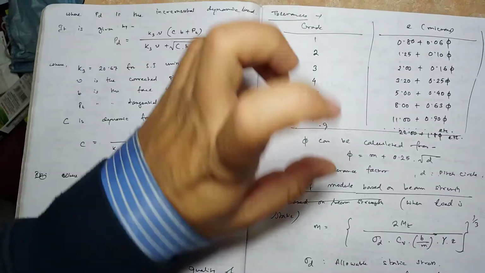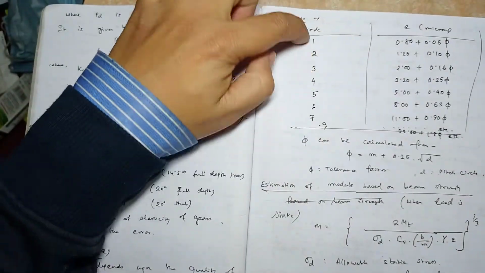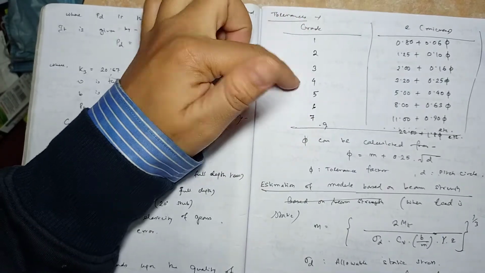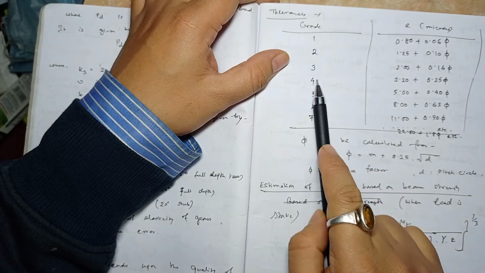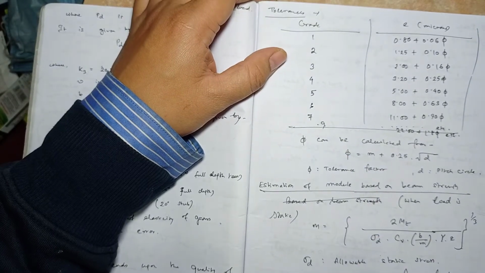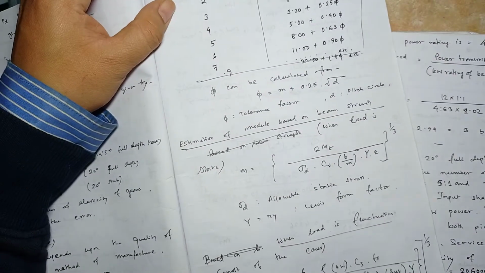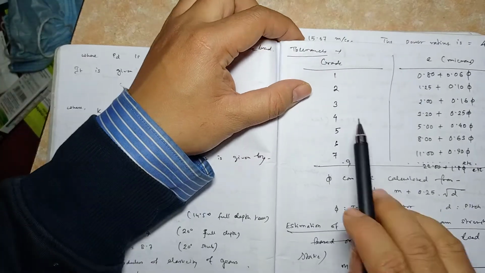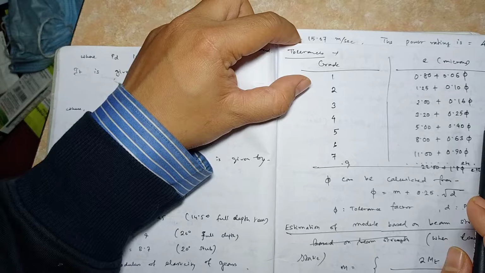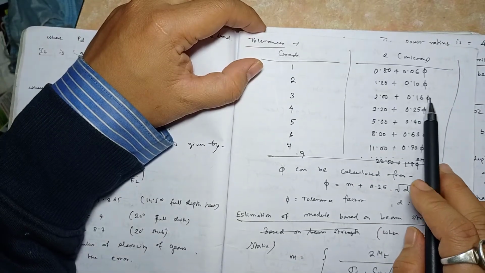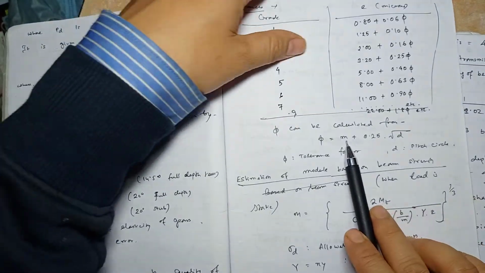Now for any error grade, it will be given in your question. So which error grade is required, you have to look from your question. Let's say it is written, design the gears for an accuracy of grade 3. So then grade 3 you have to take, and this will be your relation. And here one unknown is there, it is phi. That phi can be calculated from this relation.